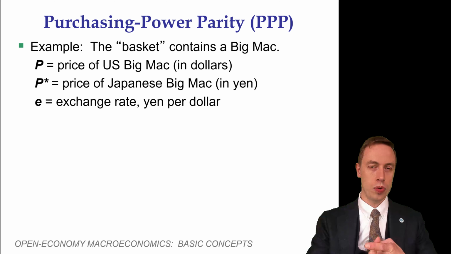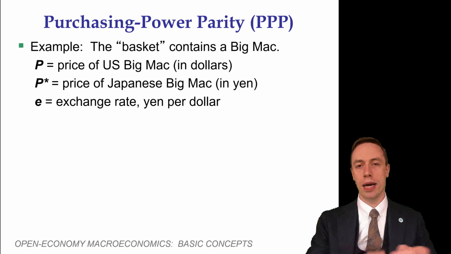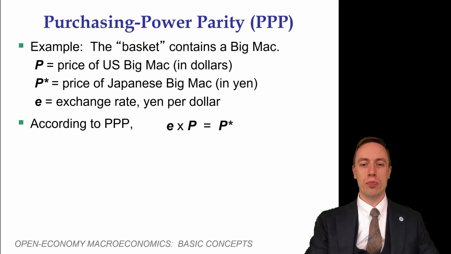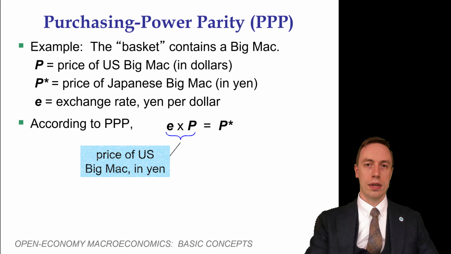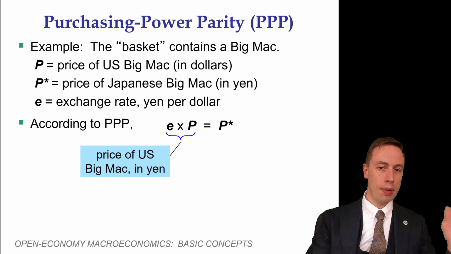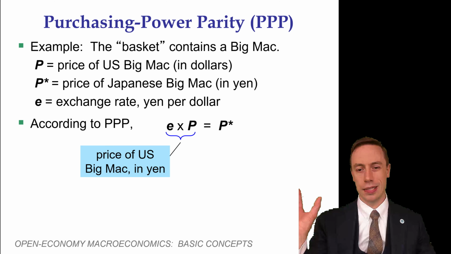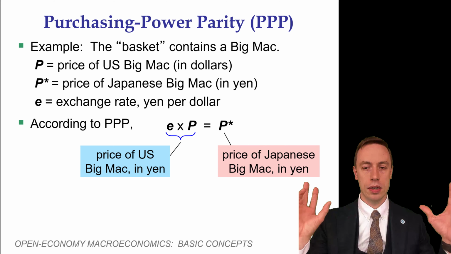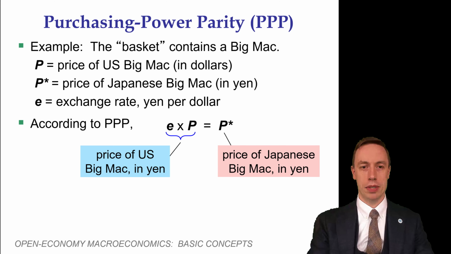So P denotes the price of the US Big Mac, P star the price of the Japanese Big Mac, E the nominal exchange rate. And this time around, let us go in with the assumption that the prices are equal. So E times P, the price of the American Big Mac, is equal to P star, the price of the Japanese Big Mac. Again, this is the same as saying that the real exchange rate has the value 1, because you could buy the Japanese Big Mac for the same price as the US Big Mac if you had an equal number of yen available.